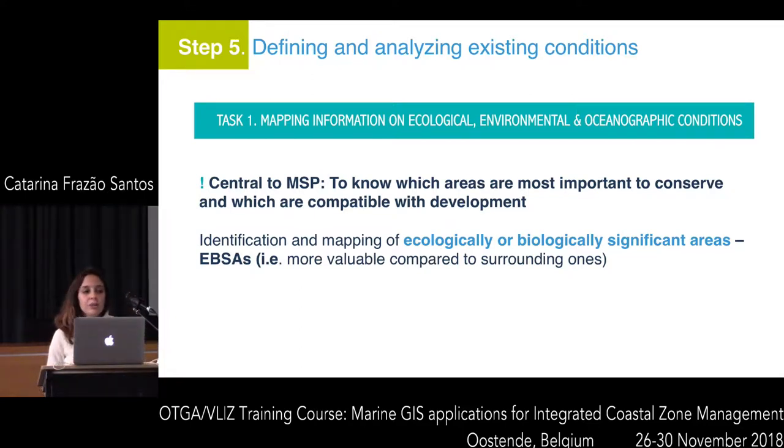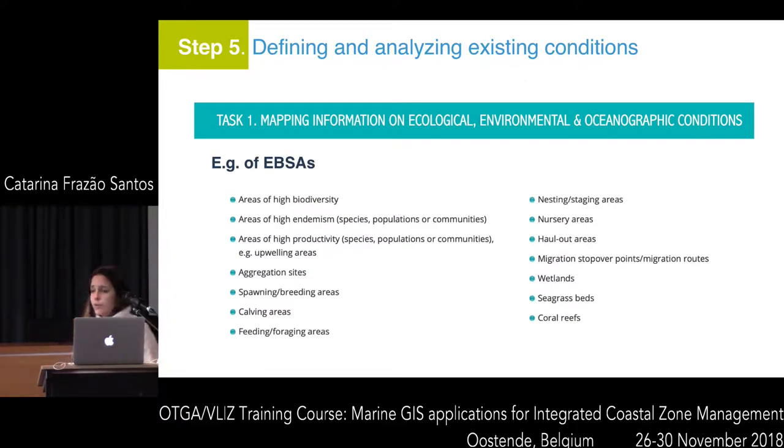So the identification and mapping of ecologically or biologically significant areas, EBSAs, that is, areas that are more valuable when compared to surrounding ones, is very important. And these are types of ecologically significant areas: areas of high biodiversity, areas of high endemism, areas of high productivity, such as upwelling areas, for example, aggregation sites, where populations tend to be concentrated, spawning or breeding areas, calving areas, feeding and foraging areas, nesting, nursery areas, migration stopovers, wetlands, seagrass beds, coral reefs. Many times these last three correspond to the previous ones.